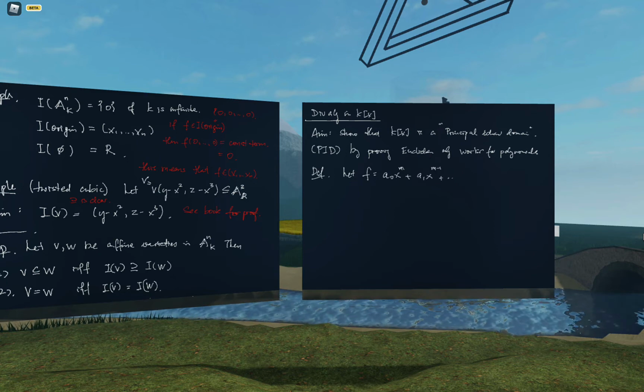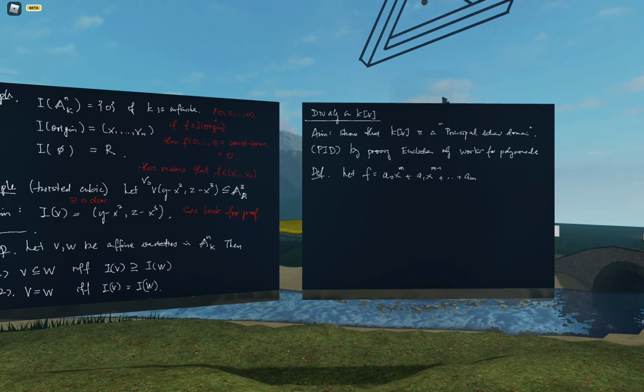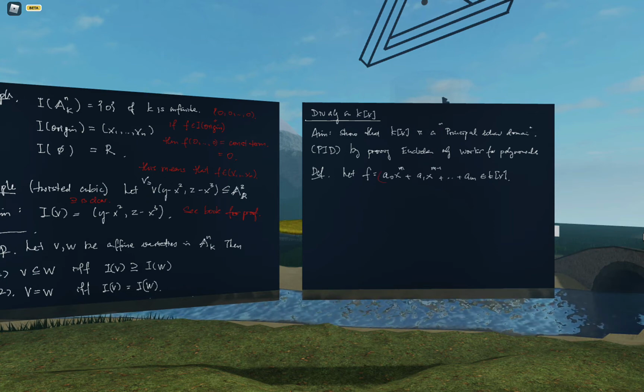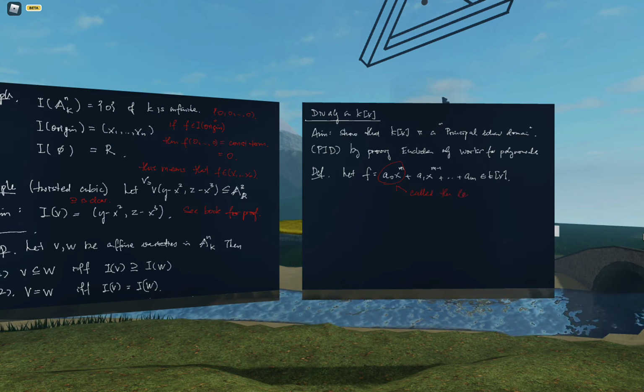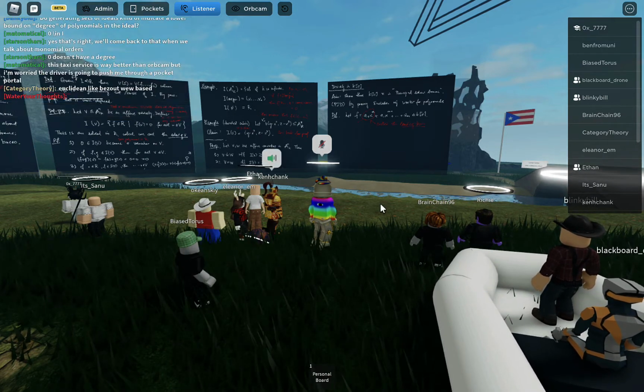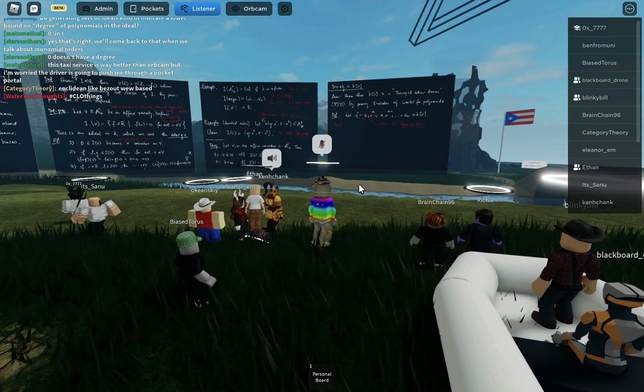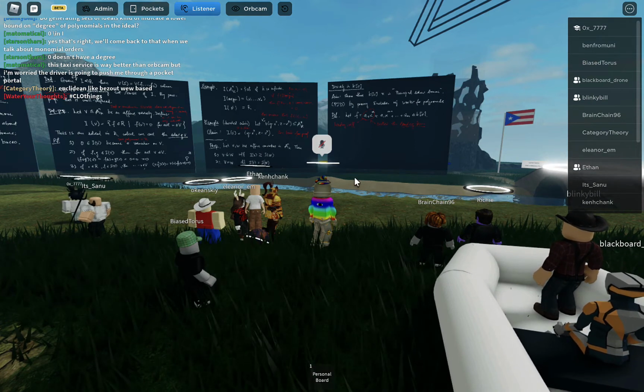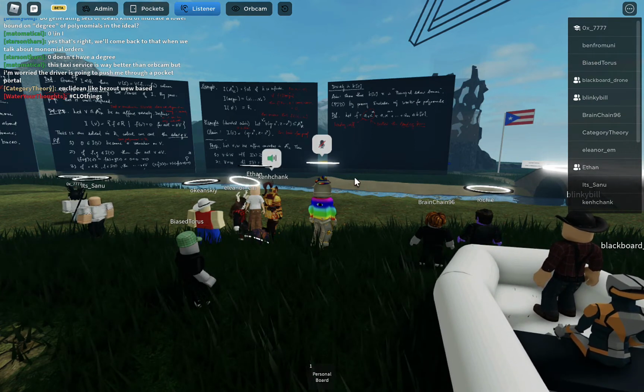The book wants to label their polynomials with a0 in the leading term, so that's fine. I'll stick with that convention, even though I don't usually do that. We're going to call this the leading term, and this a0 is called the leading coefficient. And m is the degree of f.